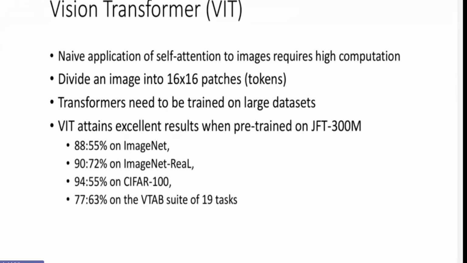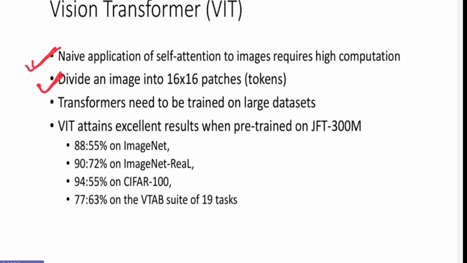Okay, so I already said that naive application to images requires high computation. So you cannot go pixel by pixel; instead, divide the image into patches, and each patch will be called a token. And again, you know that when you want to train a transformer, you need a large data set.